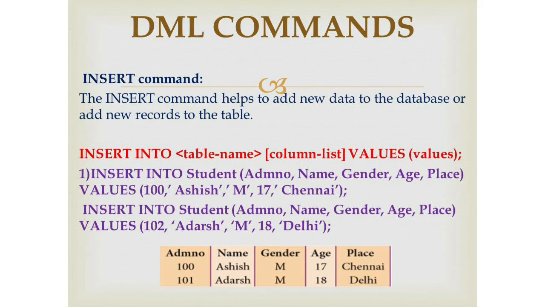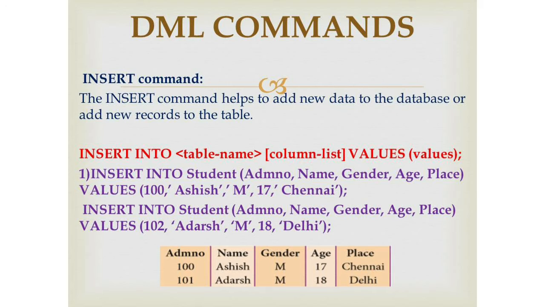Okay. What are the values you have to enter into the table, that you have to mention, followed by the values. Clear? Then one more is for first row, then second row. For inserting second row, insert into the same student. This is the table name, admission number, name, gender, age, place. These are the columns list. Then the values, this is a keyword. Then what are the values you are going to enter as a second row? 101, Adarsh, M, 18, Delhi.